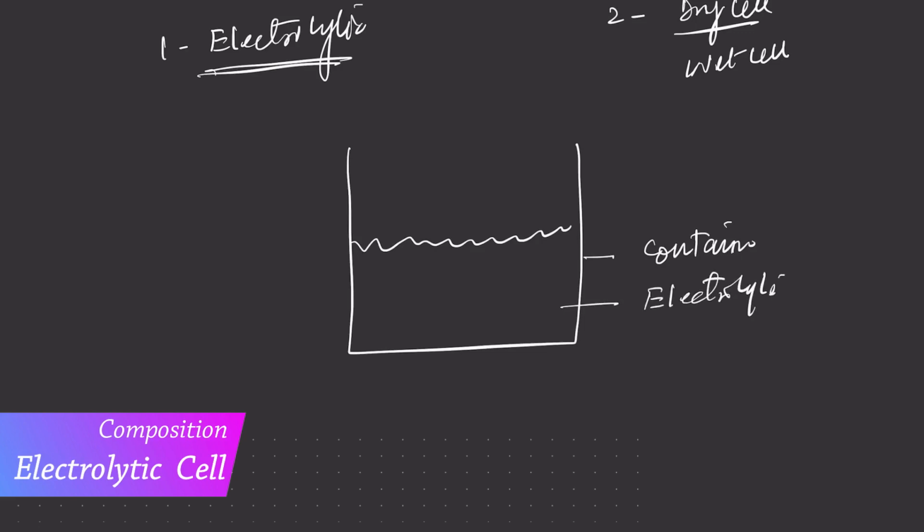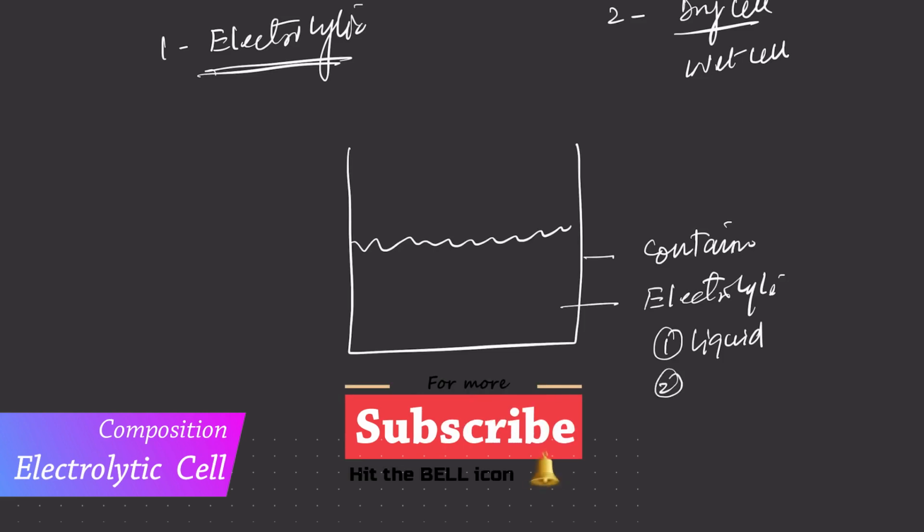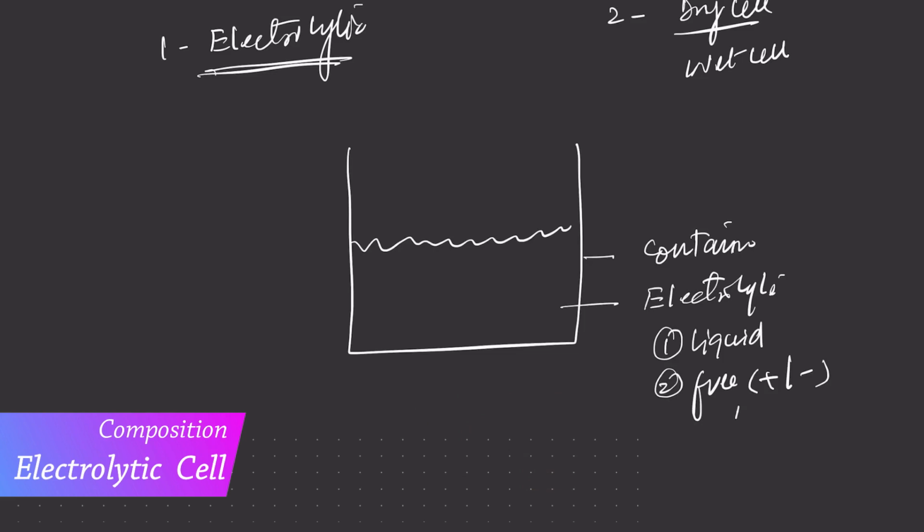What is an electrolyte? Number one, an electrolyte must be a liquid. Number two, it must have free opposite ions. These are the two prerequisites for an electrolyte. It also has two electrodes dipped into the electrolyte.